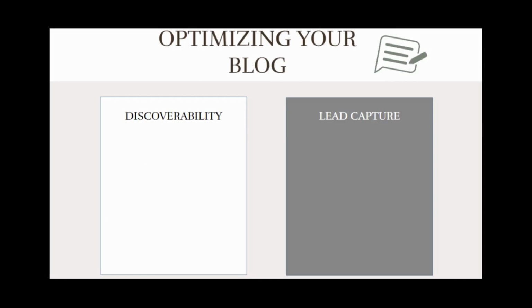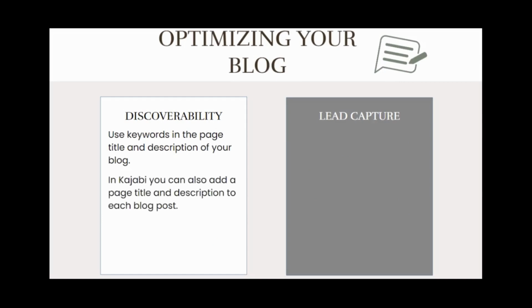Okay, optimizing your blog for discoverability. Again, we're going to use keywords, and here you'll use them in the page title and description of your blog. And if your blog is in Kajabi, you can also add a page title and description to each individual blog post. So that will allow you to use more targeted keywords depending on what the content of your blog post is. You'll also put the blog icon in the footer of every website and landing page you have.